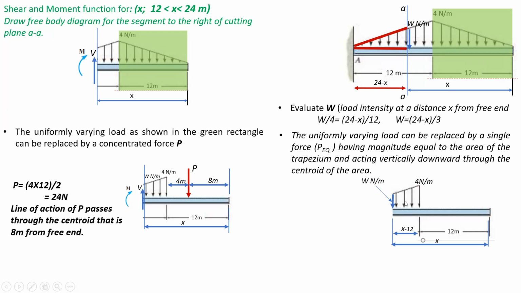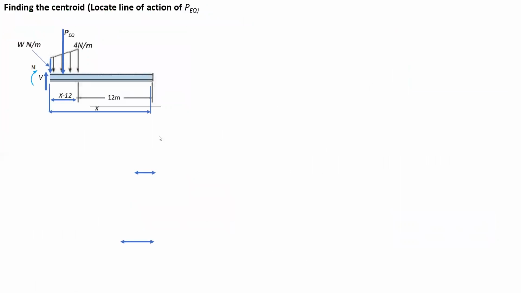Now once we have found the load intensity W, the uniformly varying load as shown in this figure can be replaced by a single force P equivalent that is having magnitude equal to the area of this trapezium and acting vertically downward through the centroid of this trapezium as shown. And P equivalent will be equal to the area of the trapezium, and it can be found by using the relation as shown and then finally replacing the W as calculated previously. So once we have found P equivalent, the next step will be to find the centroid of the trapezium to locate the line of action of P equivalent.